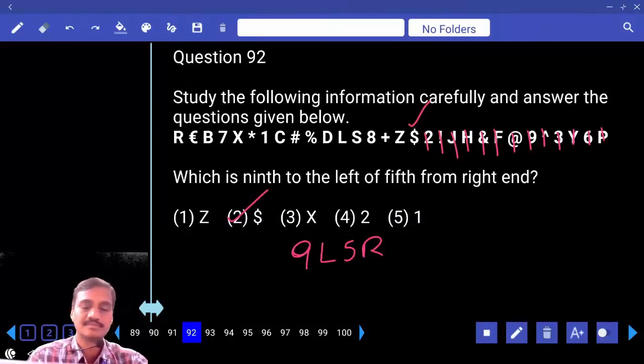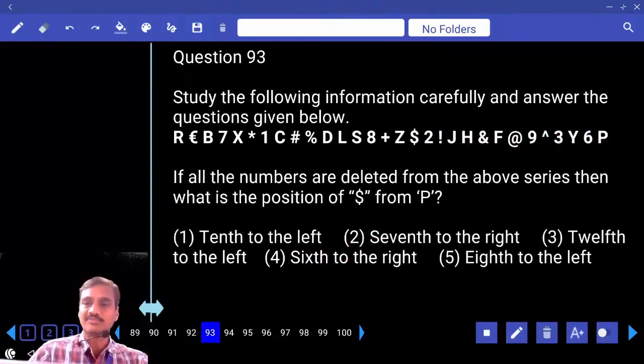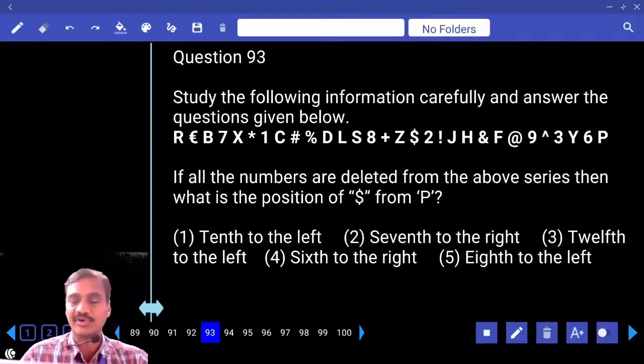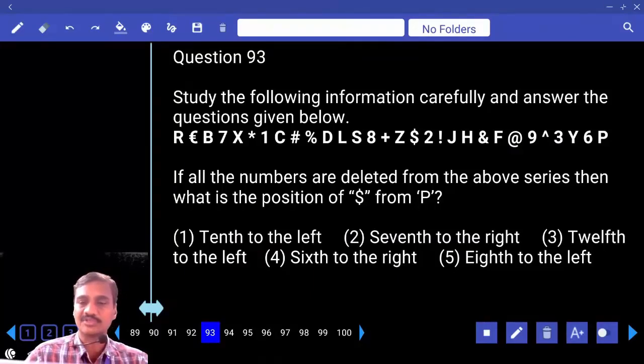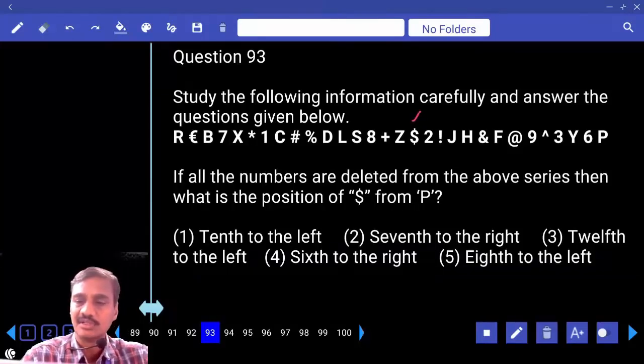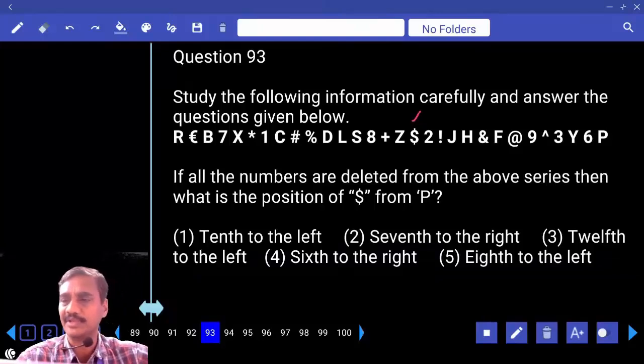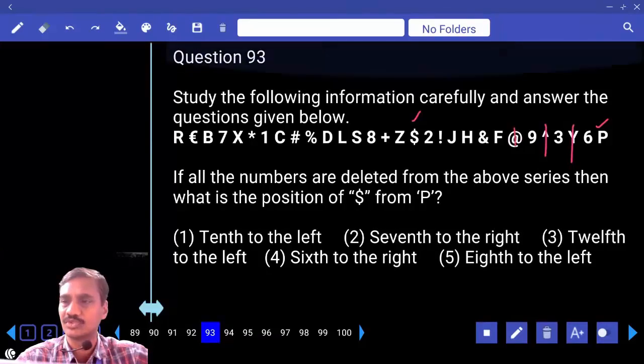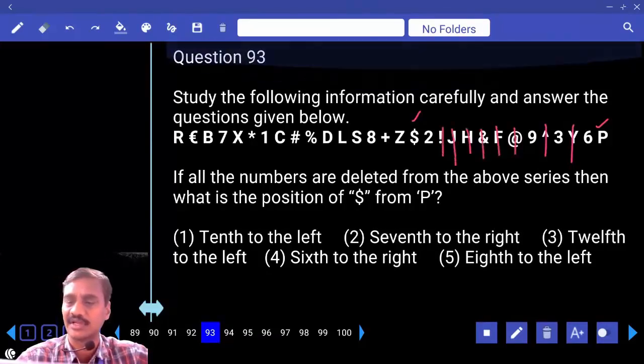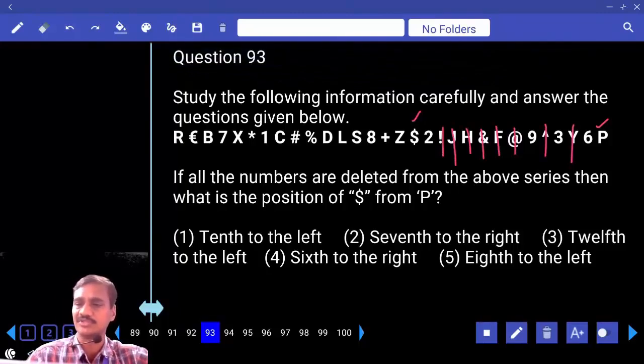Then 93. Now if all the numbers are deleted from the above series, then what is the position of dollar from P? Dollar is here and P is here. If all the numbers are deleted, this is 1, 2, 3, 4, 5, 6, 7, 8, 9. Ninth position from the left, isn't it?